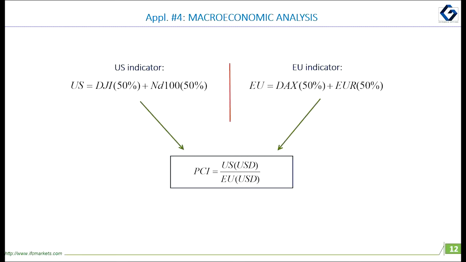It is constructed with the use of the US index and EU index relation. In its turn, the US index was constructed by the combination of DJI and Nasdaq, while the EU index was formed by the German DAX and the euro. We intentionally have included the European currency in PCI for demonstration of the available instrumental variety. Next.